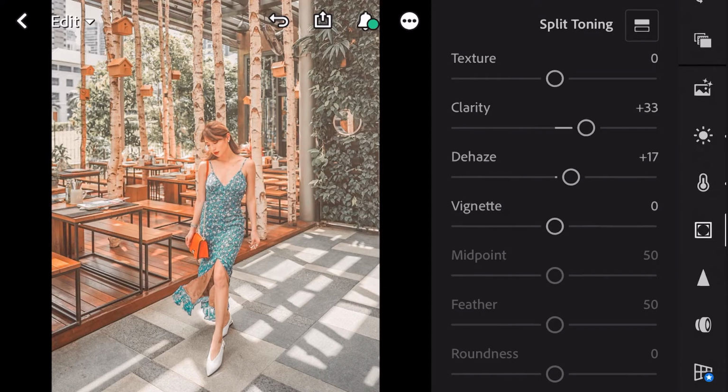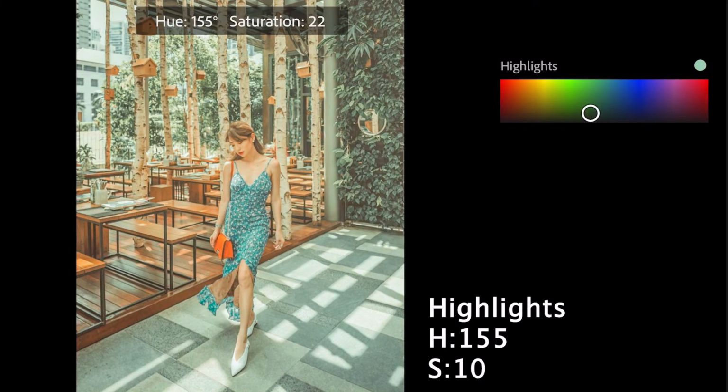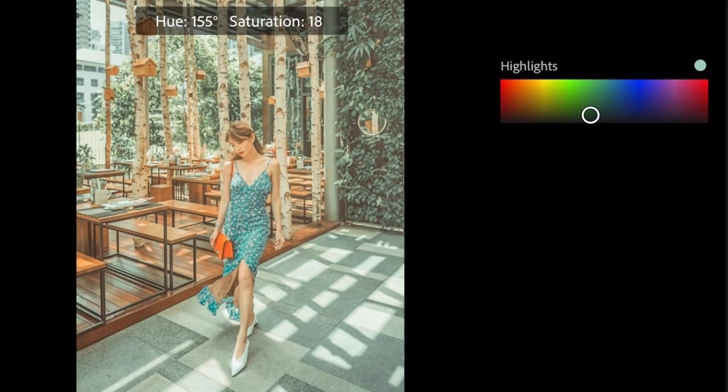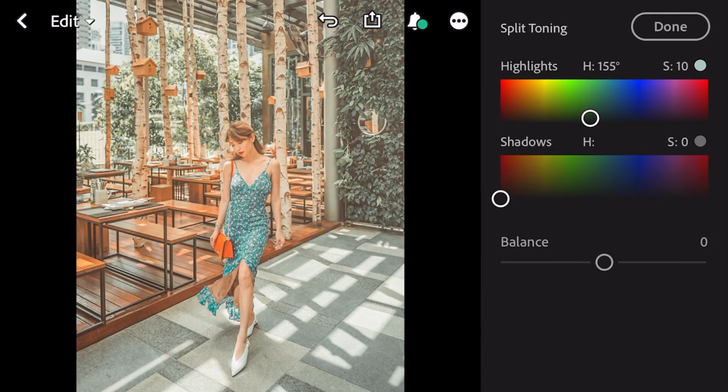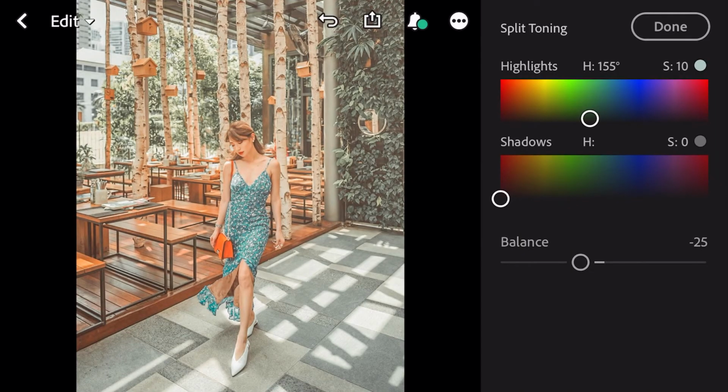Go to split toning. Bring hue 155 and saturation 10 for highlights. Balance minus 25. And done.